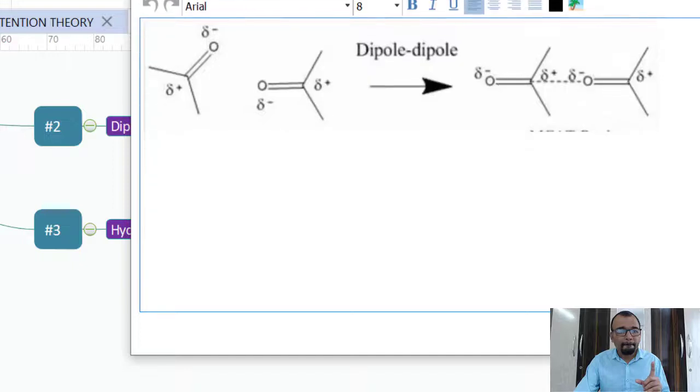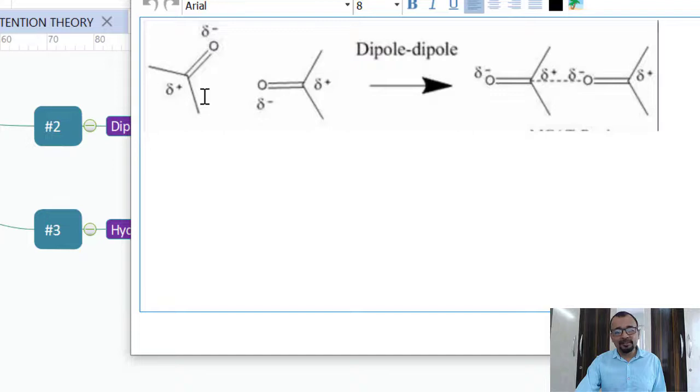Just understand. Now, this is the molecule, acetone, CH3COCH3. This oxygen, being a highly electronegative atom, can attract more electrons towards itself. As the electrons are attracted towards the oxygen, oxygen develops a slightly negative delta charge. Because of that, this carbon atom will develop a slightly positive delta charge. And this is called what? The dipole.